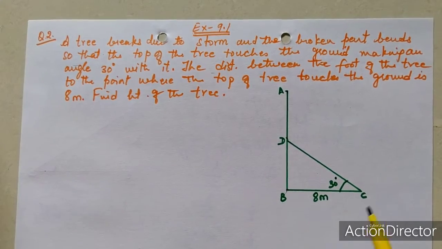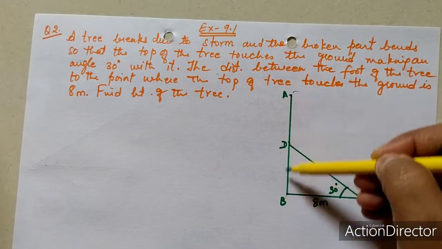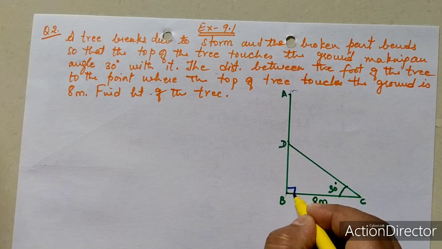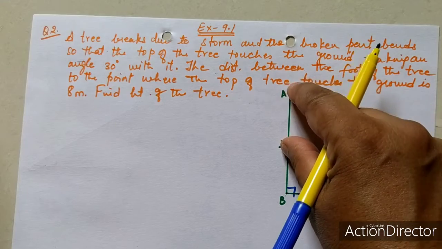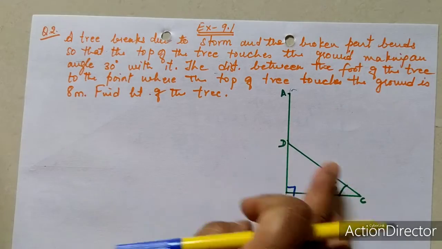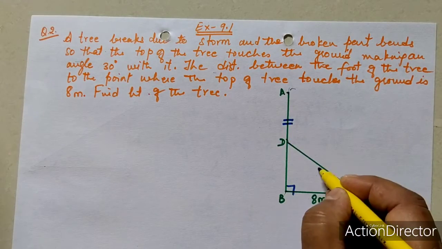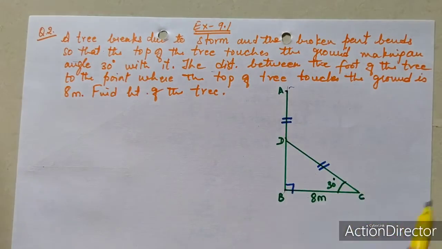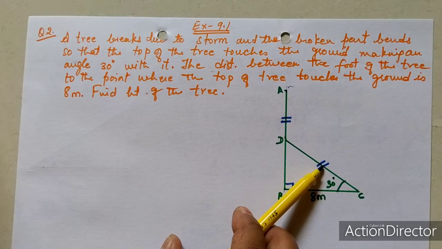So according to this question, I am going to consider that AB is the complete tree. Total height of the tree is AB. It is vertically standing, so again we need to mark 90 degree here. Now due to the storm, the upper part of the tree is broken and it bends to the ground and touches the ground. So this particular part, that means AD and DC, are equal. At point D it bends and touches the ground at point C. So these two parts are equal, so we have to mark it in this way.